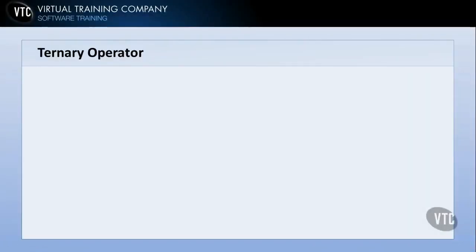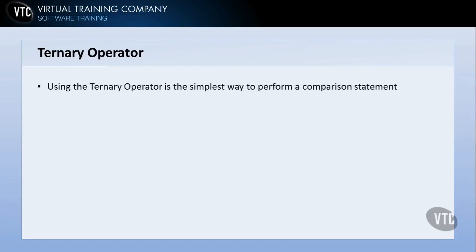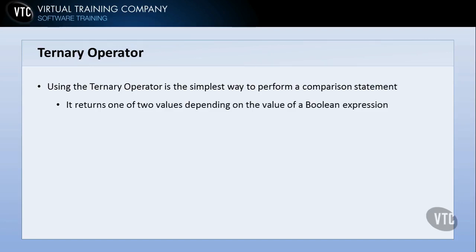The ternary operator is a functionality that you will see in certain developers' code because it is the very fastest, simplest way to perform a comparison statement. Now, ternary comes from mathematics, and it refers to an expression that is looking at three particular pieces of information making a decision. So it's going to return one of two values depending on the value of a Boolean expression. So you've got two possible results, one Boolean expression, so there's your three values.